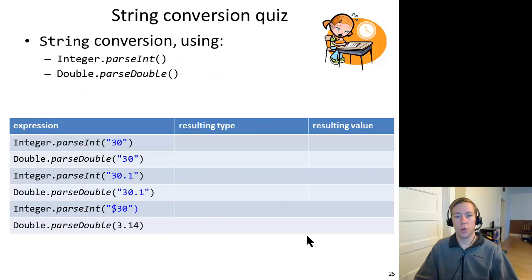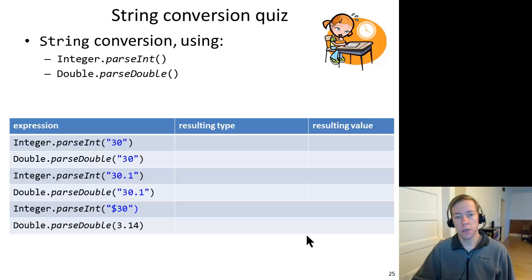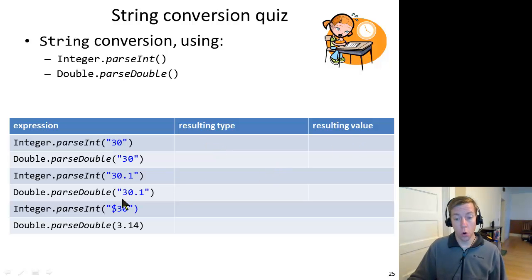Here's another quiz page. This is on string conversion. Recall, whenever you want to convert strings, you call Integer.parseInt to convert a string to an int, or parseDouble if you want to convert a string to a double value. So pause the video and see what you think the answers to these are, what type they are, what the resulting value is, or some of them actually crash, so figure out which ones crash.